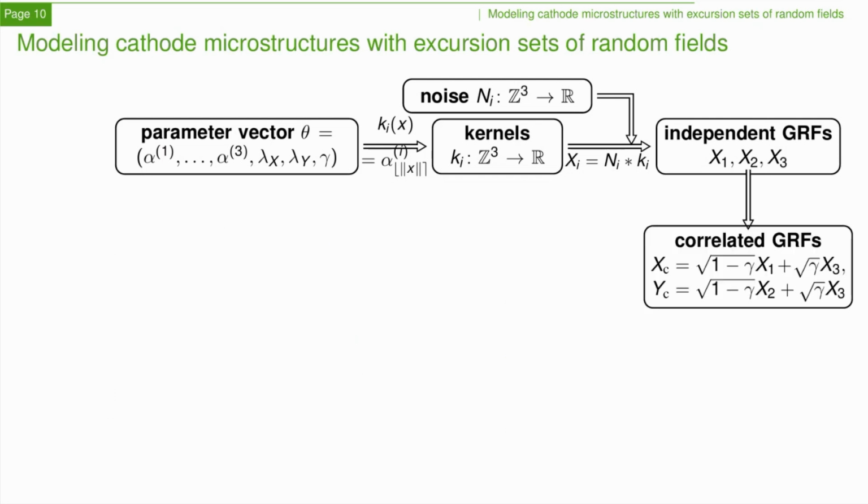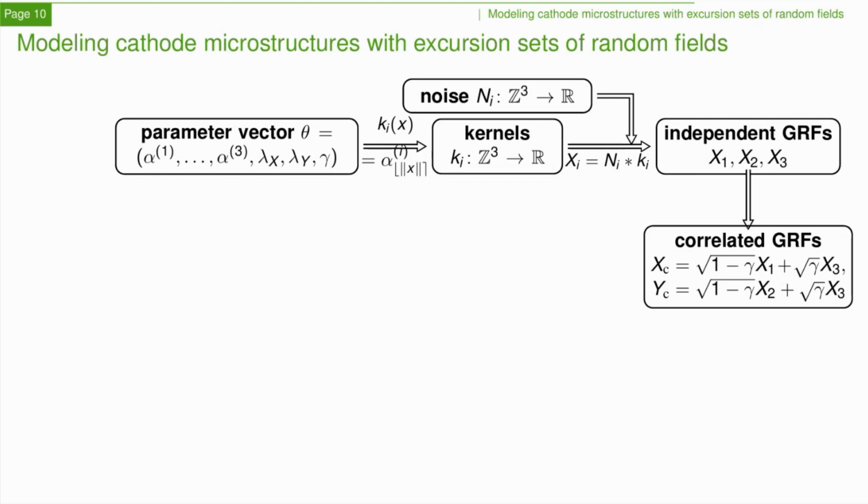You can do lots more with them. You can do linear combinations of random fields to have correlated random fields. With that you can model, for example, repulsion effects or attraction effects.